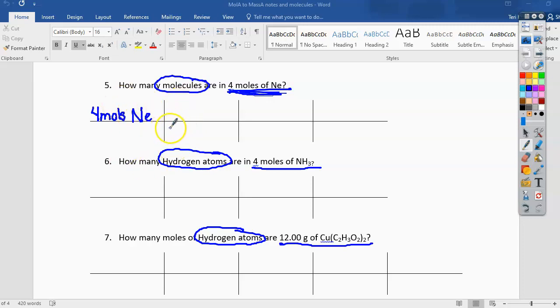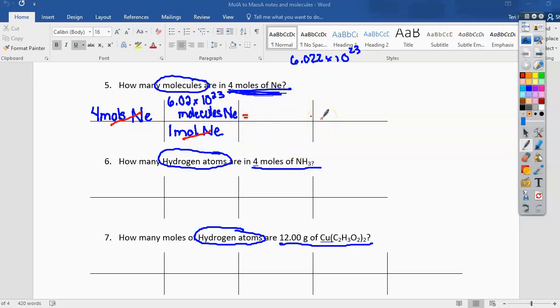So since moles were out front, you need to put 1 mole of neon on the bottom, and we are looking for molecules. Do we have a direct relationship between moles and molecules? We do. We know that there's 6.02 times 10 to the 23 molecules in 1 mole of neon. If you want to use 6.022 times 10 to the 23rd, that is okay.